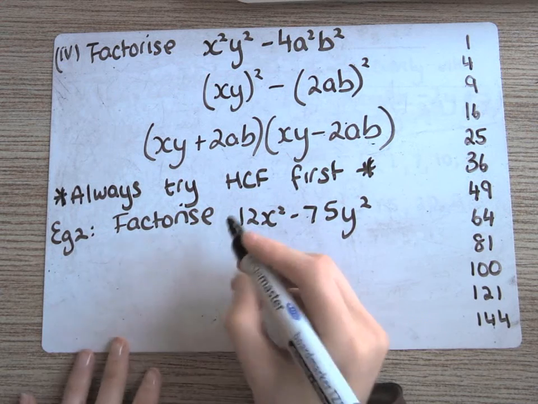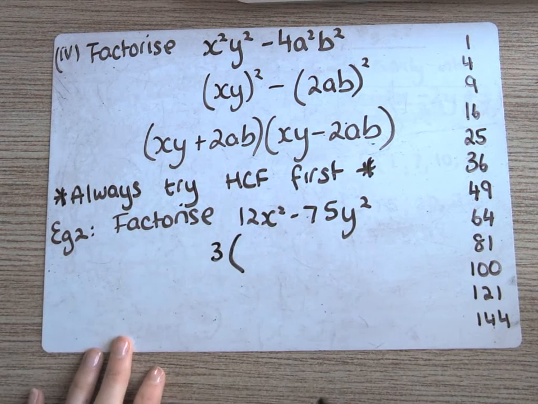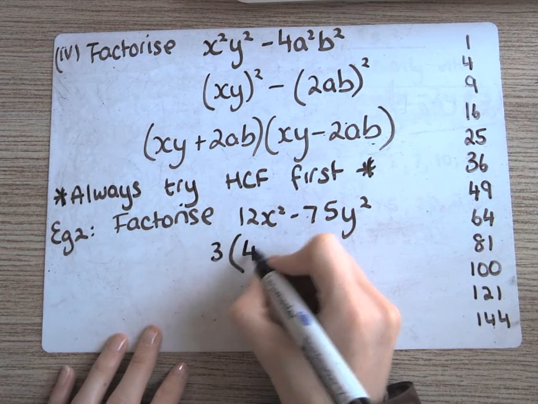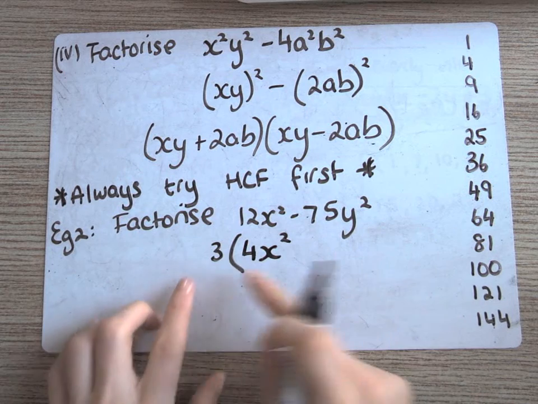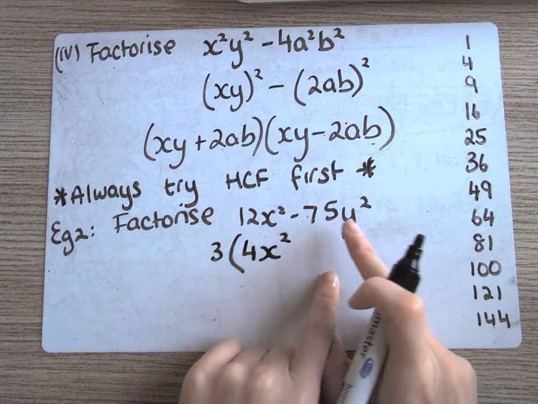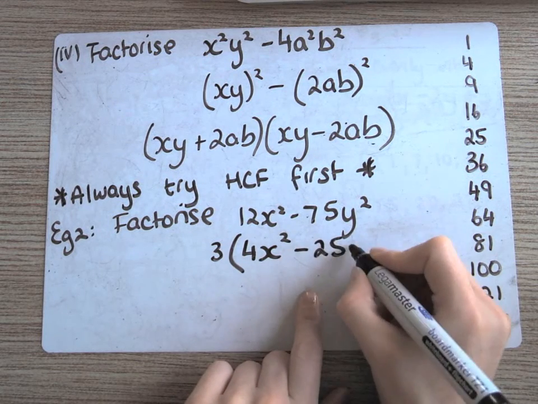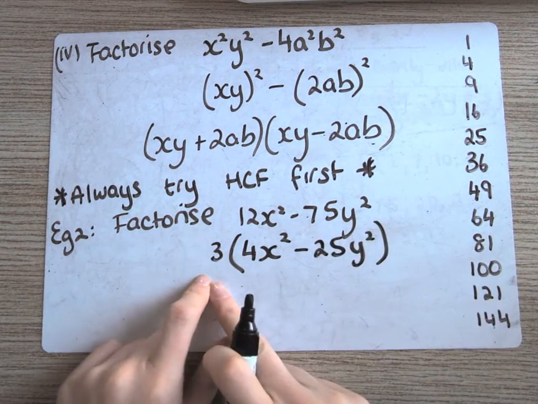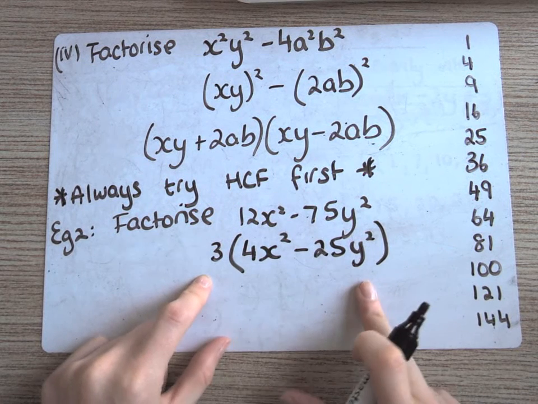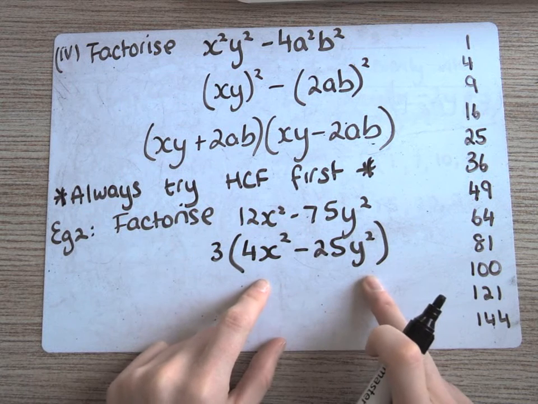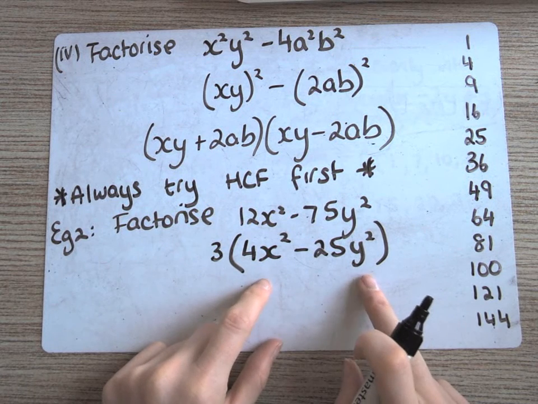So let's take 3 outside the bracket, and what are we left with? x squared. 3 by what gives me 12x squared? 4x squared. And 3 by what gives me minus 75y squared? Minus 25y squared. All I've taken out is the 3, so the x squared and the y squared stayed the same. So the 3 comes out. Now, what about in here? Look at in here. What is it?